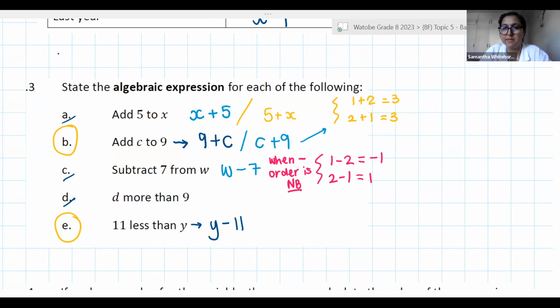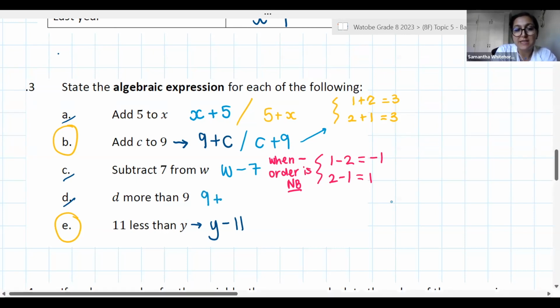Do you want to help me with D? The answer to D is D plus 9. Okay, cool. So again, it's saying D more than 9. So we know we're adding. Now, again, if we went according to the order of these words, D more than 9, I'm starting with 9 and I want to add D.